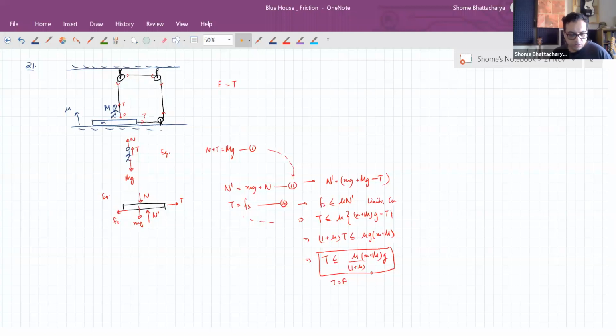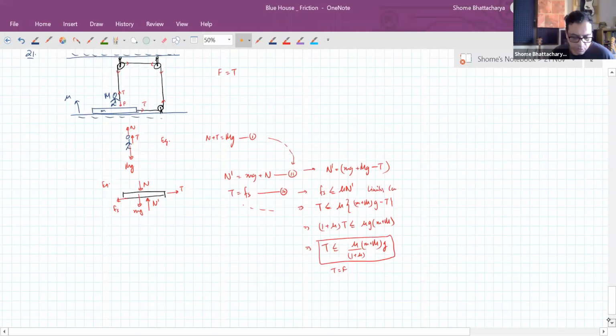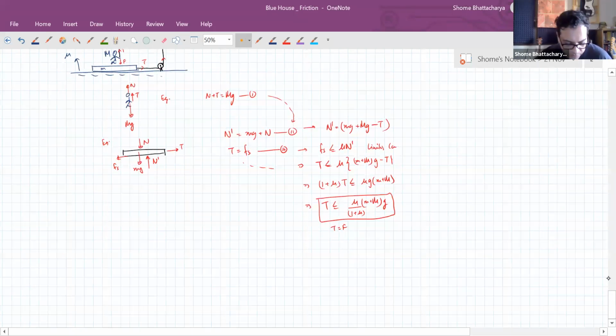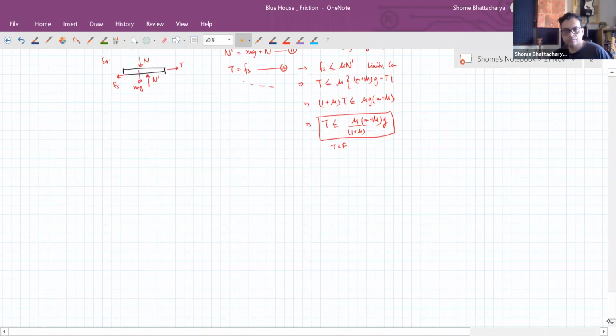Okay, so let's move on to question 23. I will be doing one part of question 23, and you'll use the same method. I'll try to pick up the part which is more tricky. So let's do the third part where you're applying the force on the 7 kg block.